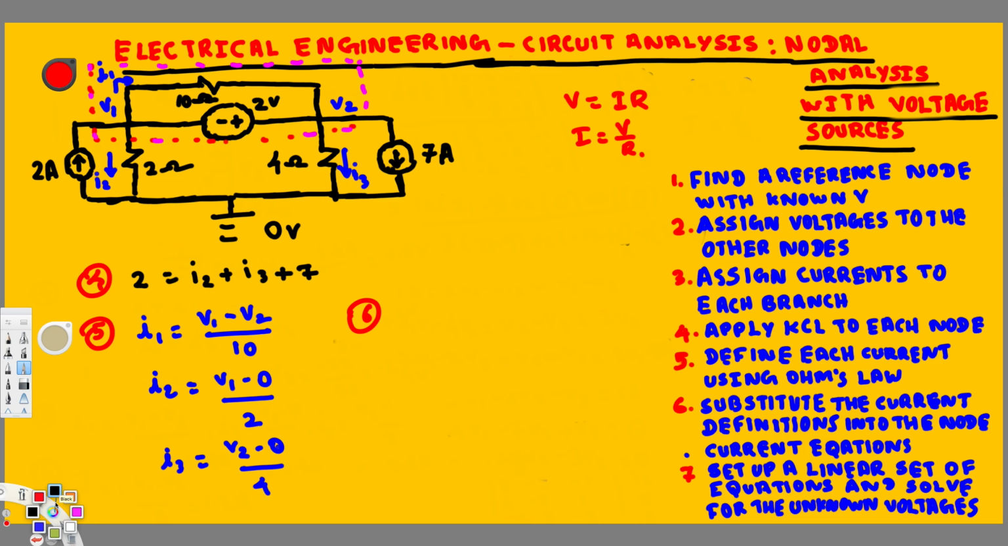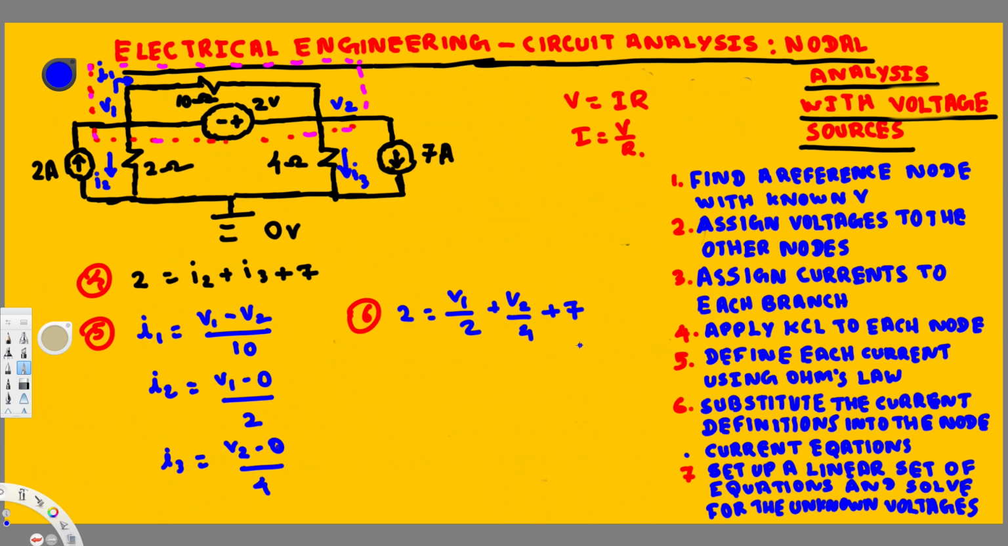So this is going to be 2 equal to, instead of I2, I plug in V1 over 2. So this is going to be V1 over 2. And then instead of I3, I plug in V2 over 4, plus V2 over 4, and that's it. So this is only the current equation, and also we have a plus 7 right here, right?